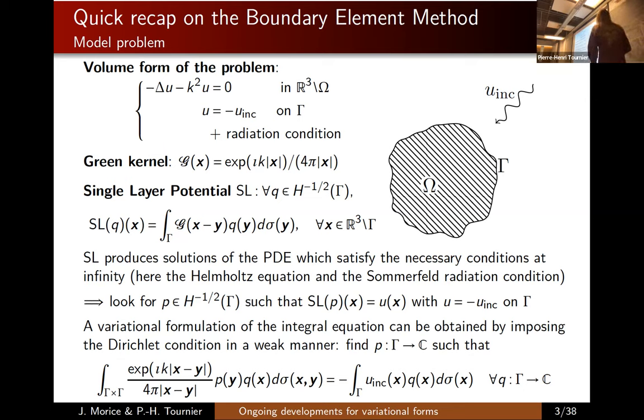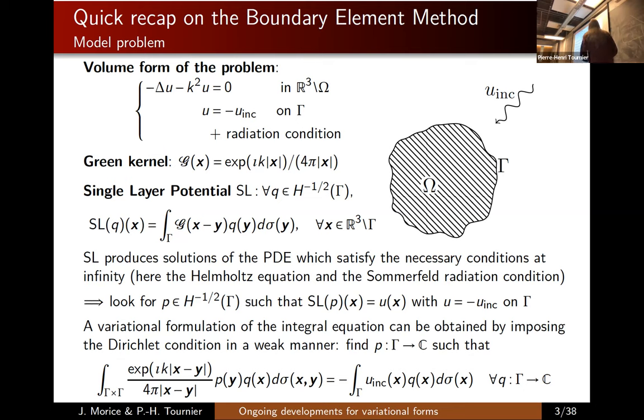And on the left hand side, I do the same integral of U Q on gamma, and I replace U by its formulation in terms of the single layer potential SL of P. And so I have basically SL of P integral on gamma of integral on gamma of the Green kernel x minus y P of y Q of x. And so now I have my variational formulation. So you see now I need to solve for P here.